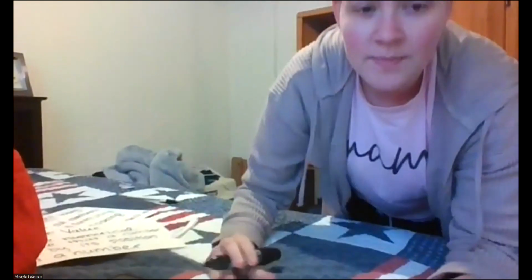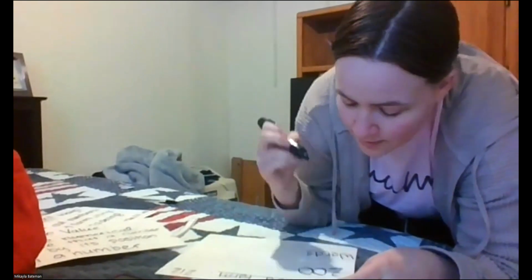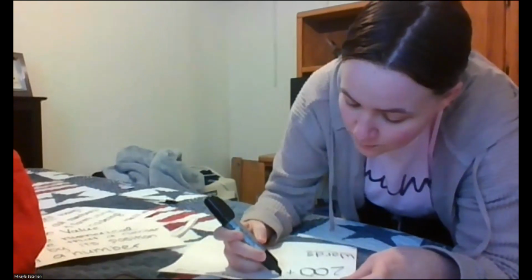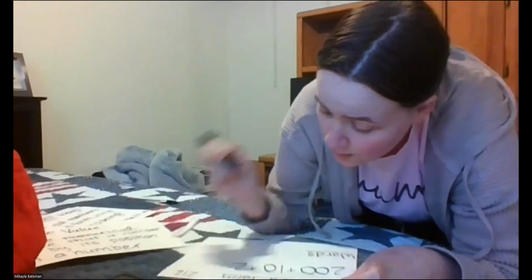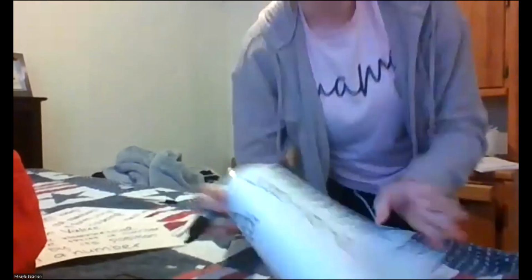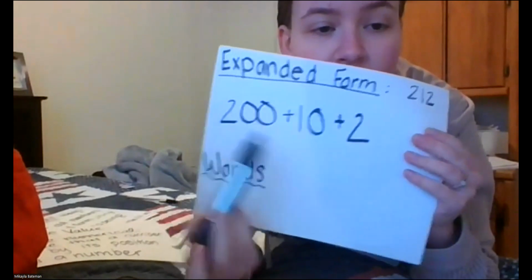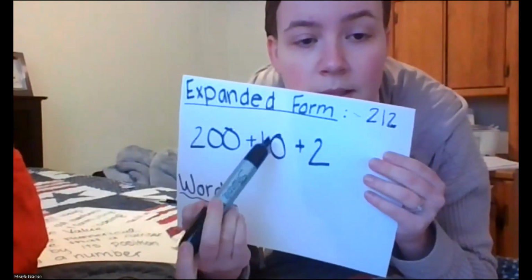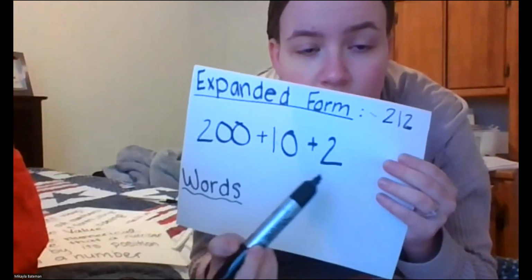So first we're going to do expanded form, which means we're going to write out the numbers and then put addition symbols between each of them. So for example, 212 is going to look like 200 plus 10, plus 2 ones. When you do expanded form, you're going to be doing 200 for the 2, plus a 10 for your 1, plus a 2. So you get 212.